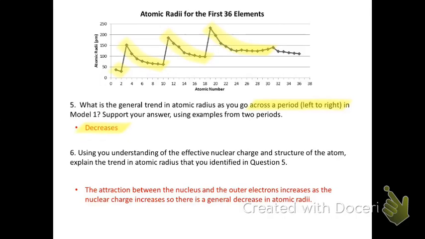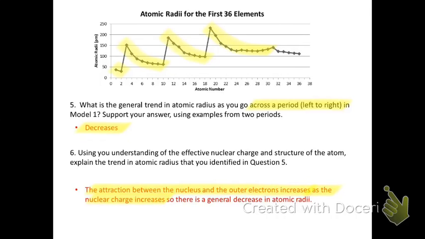So it's just the opposite of going down the periodic table. Remember, when you go down in a group, the radius increases, but as you go across from left to right, it's decreasing. Now, why is it decreasing? What's causing that decrease to occur? Well, if you remember, as you move left to right across the periodic table, the attraction between the nucleus and the outer electrons increases as the nuclear charge increases.